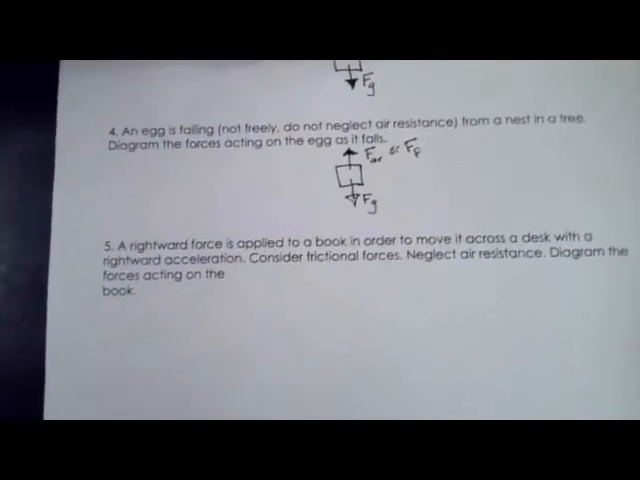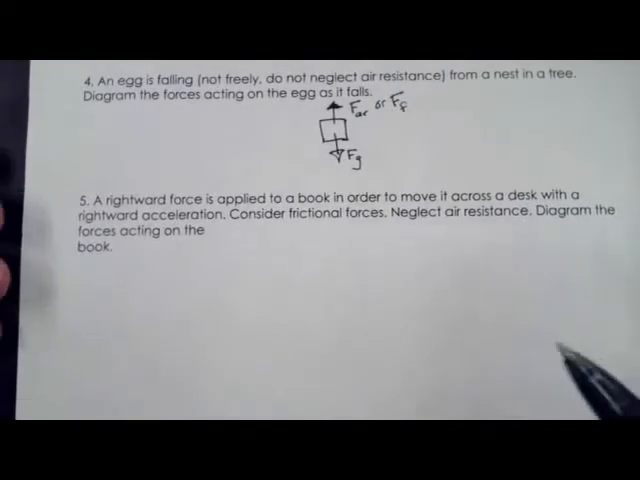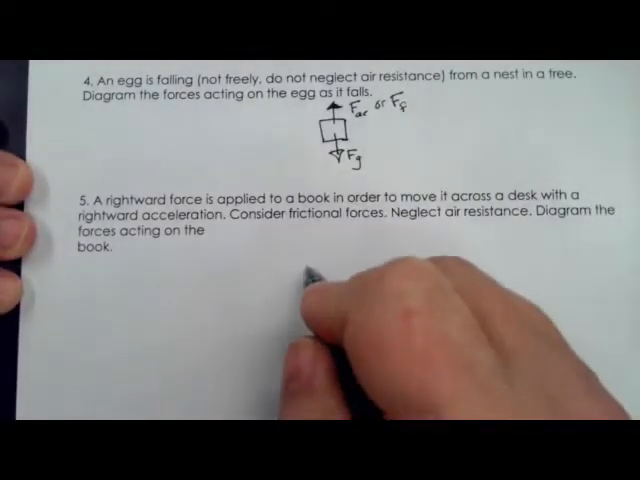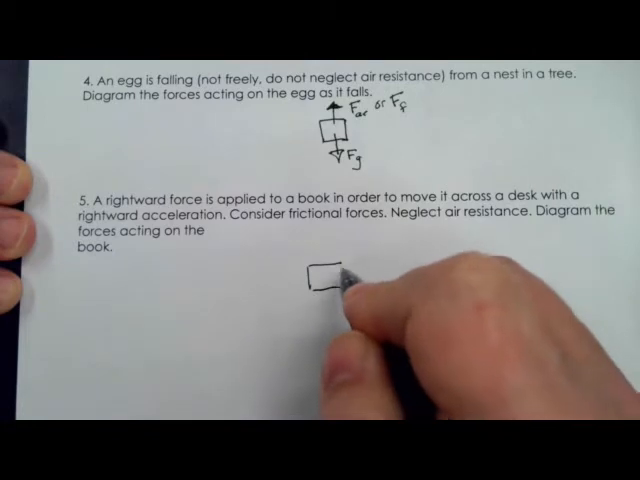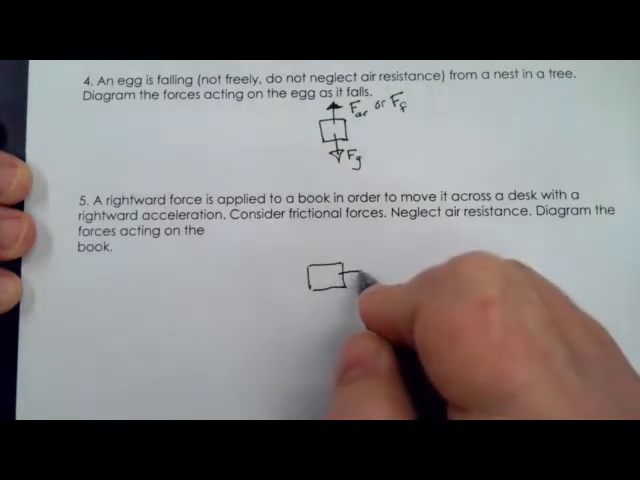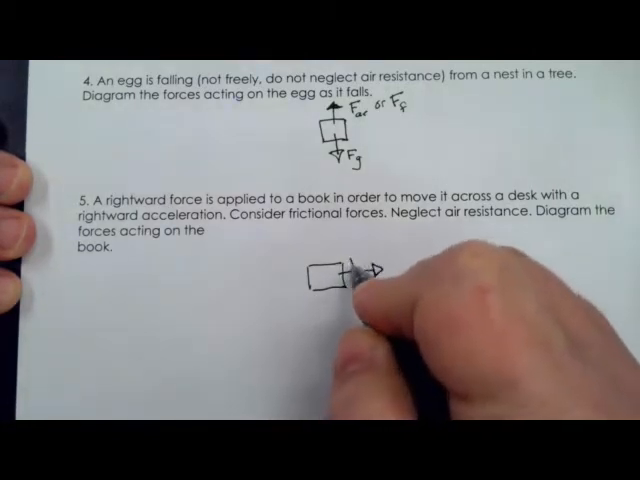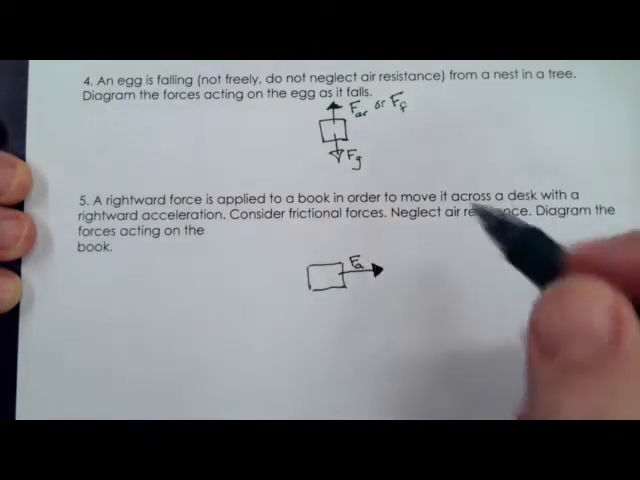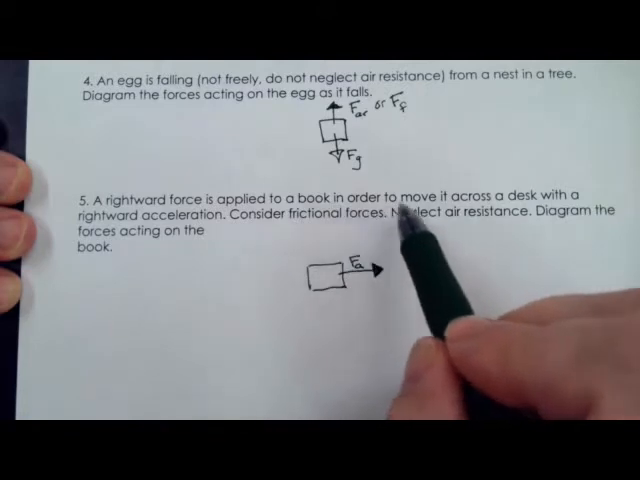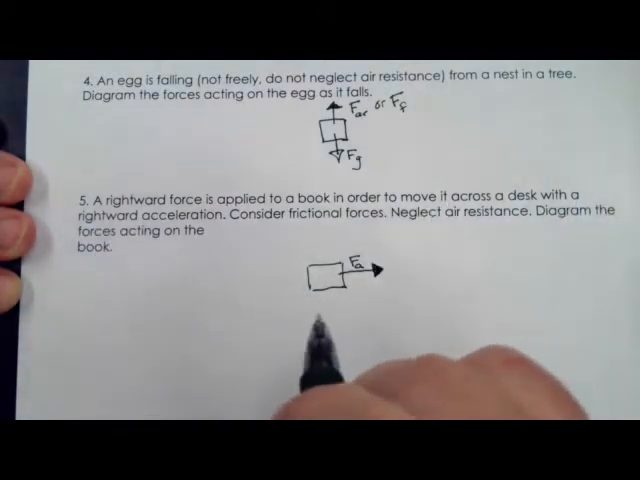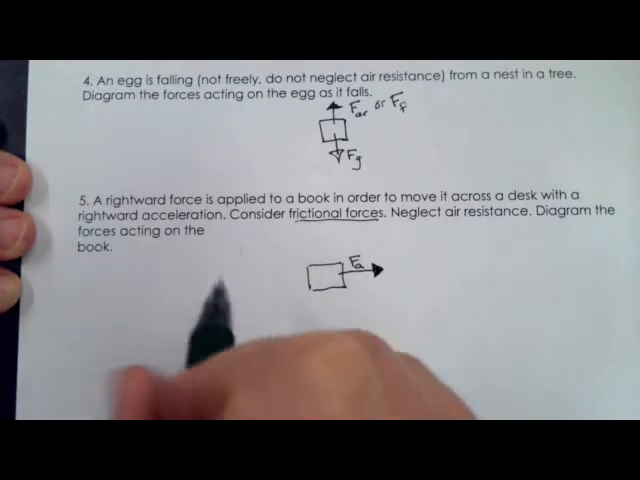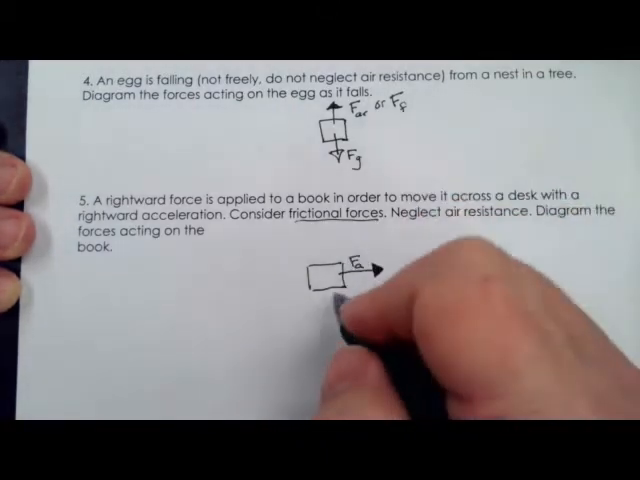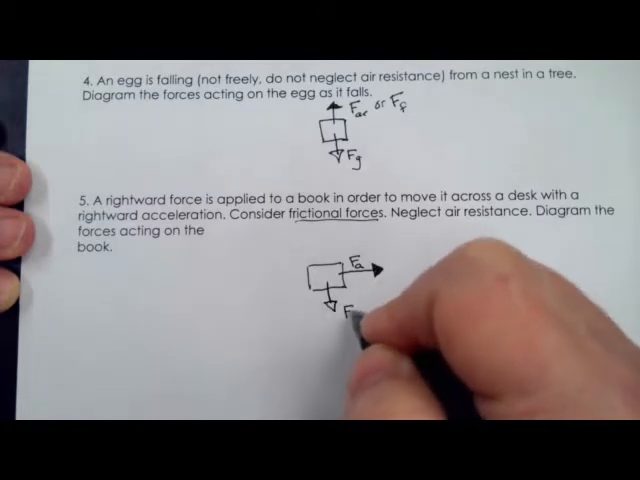The last one here, let me see if I can move this out a little bit further. There we go. A rightward force. So here's our object. We're back to our book. We've got a rightward force. This time we're going to call it force applied because it's applied to a book to move it across the desk with a rightward acceleration. Consider frictional forces. Well, I kind of jumped the gun here. We also have, because it's on Earth, the force due to gravity.